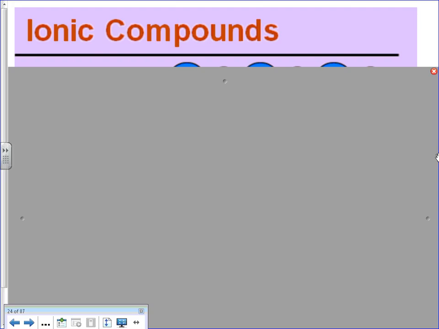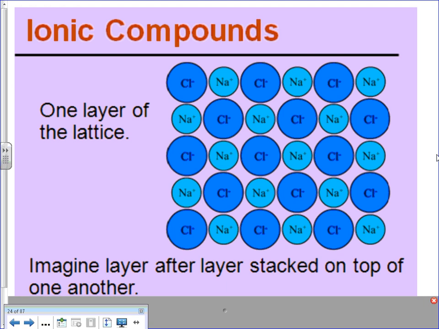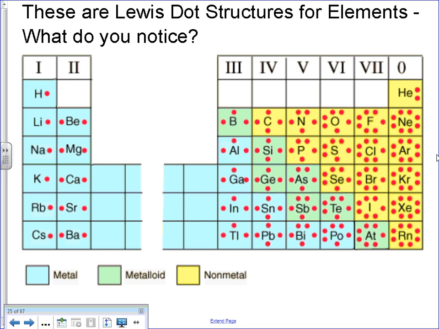Oh, this is a lattice structure. Yay. Okay, moving on. This is just a repeating nature of ions in an ionic compound: cation, anion, cation, anion. Okay, tell me what you see here. Tell me what you're observing. What do you notice?